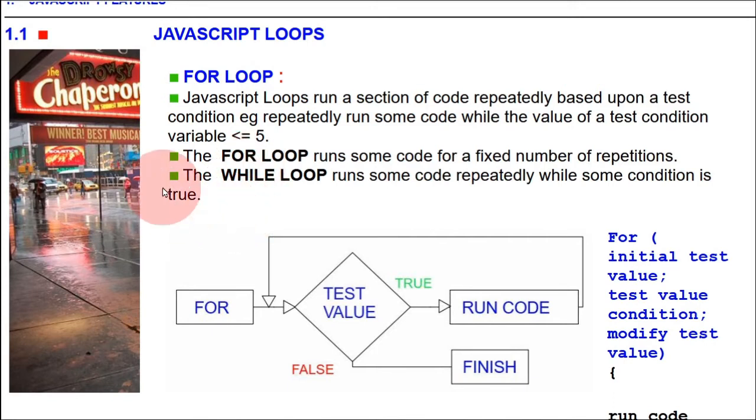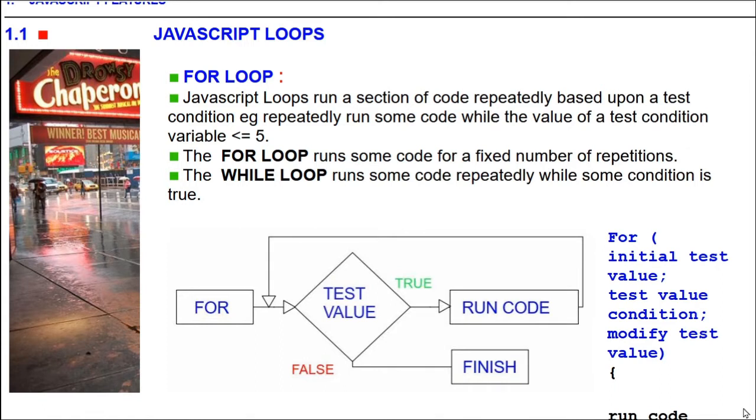So the for loop runs some code for a fixed number of repetitions. The while loop runs code repeatedly while some condition is true. The while loop is another kind of loop, and it says, for example, while x is equal to 1, keep on running this loop, and it will keep on running the loop forever if x equals 1.